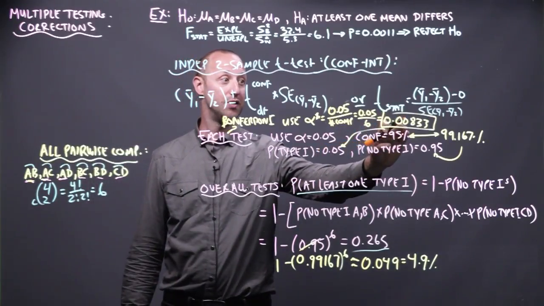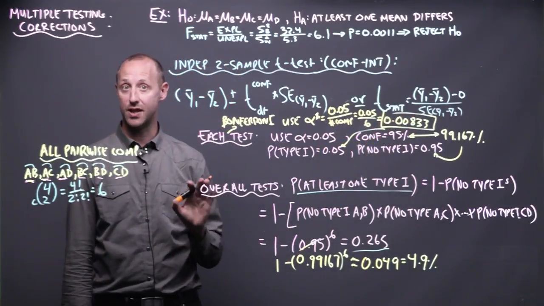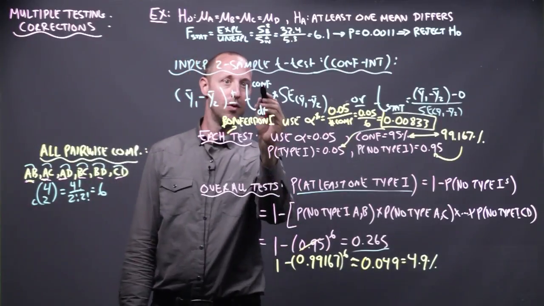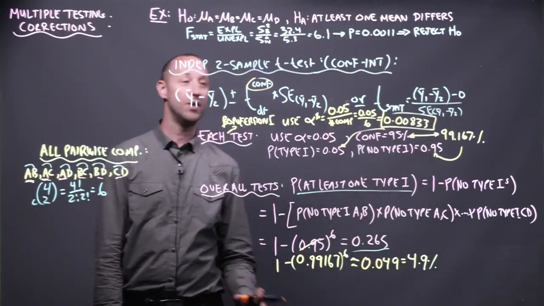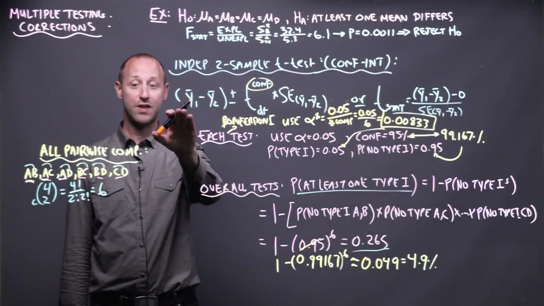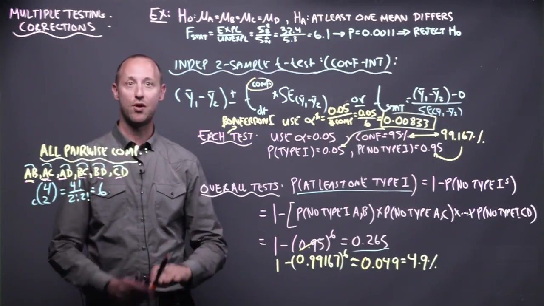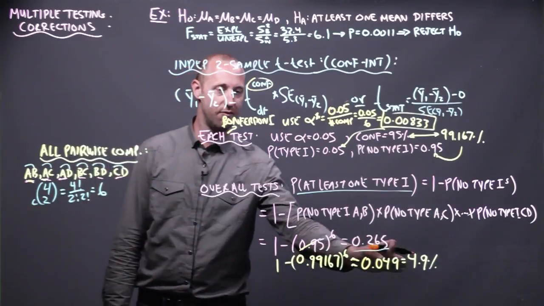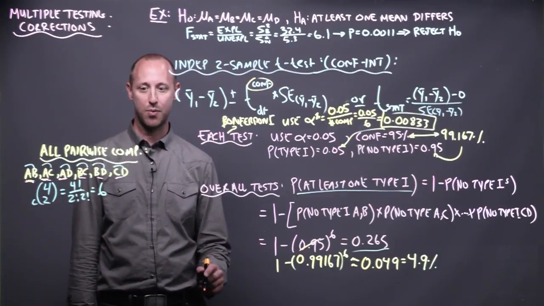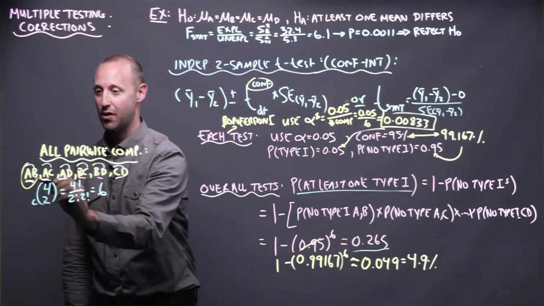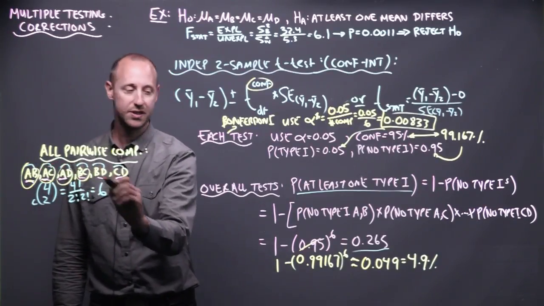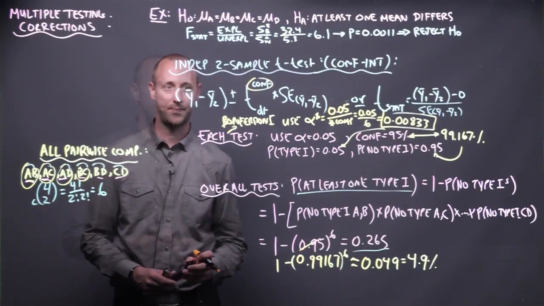Okay, so Bonferroni's correction suggests use an alpha of 0.00833 for each of the individual tests, or use 99.167% confidence for each of the individual confidence intervals to have an overall type 1 error rate of about 5%. So the probability of making at least one type 1 error over all six of these comparisons is roughly 5%.